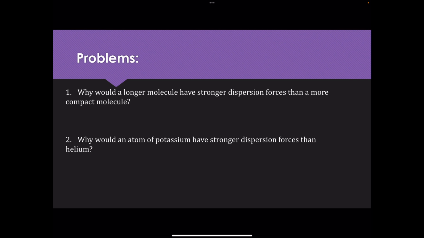So, first thing we're asked about is, why would a longer molecule have stronger dispersion than a more compact molecule? We've kind of addressed that already. Part of that, having that longer molecule, means it has more surface area. More surface area means more points of contact.